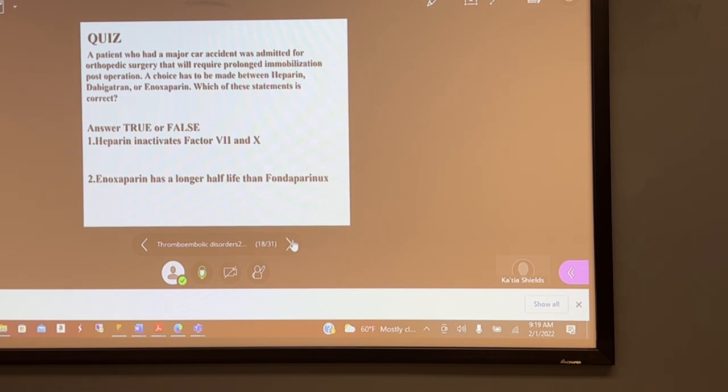A patient who had a major car accident was admitted for orthopedic surgery that will require prolonged immobilization post-operation. The choice has to be made between heparin, dabigatran, or enalapril. Which of these statements is correct?